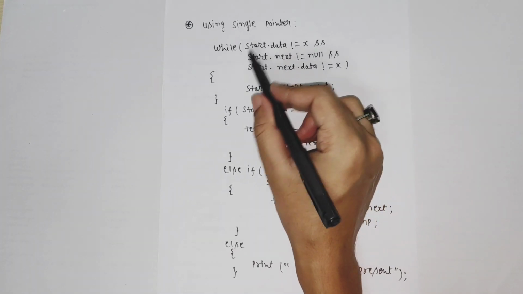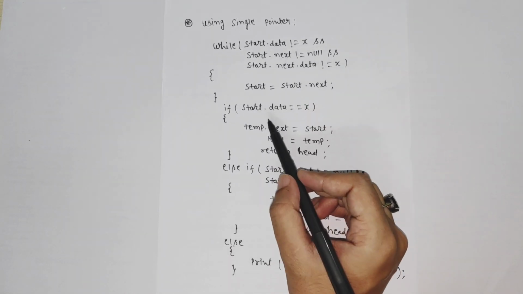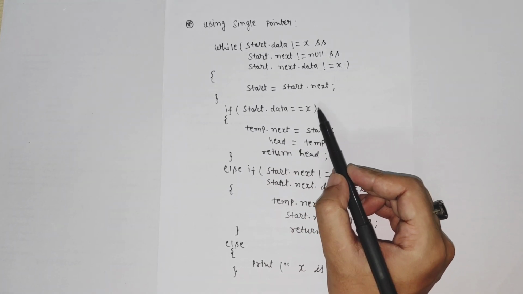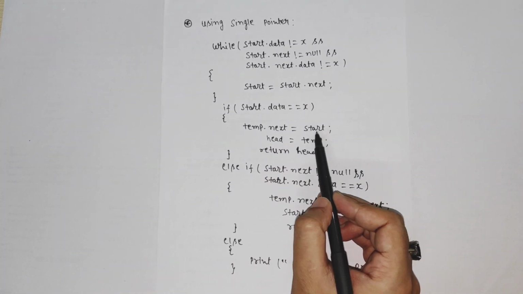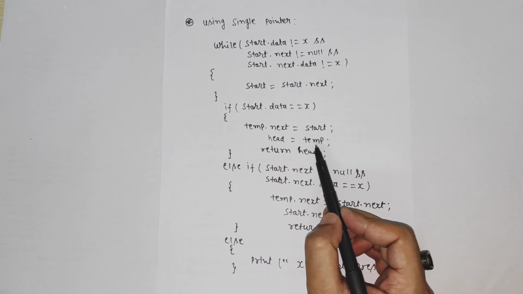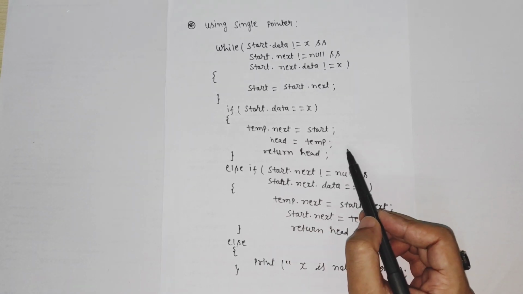Suppose I am out of this while loop, then there can be multiple conditions. So the first condition can be that our first node is the data x. So in that case, we will simply assign our start to temp.next, and we will assign the temp address to head. After that we will return the head node.